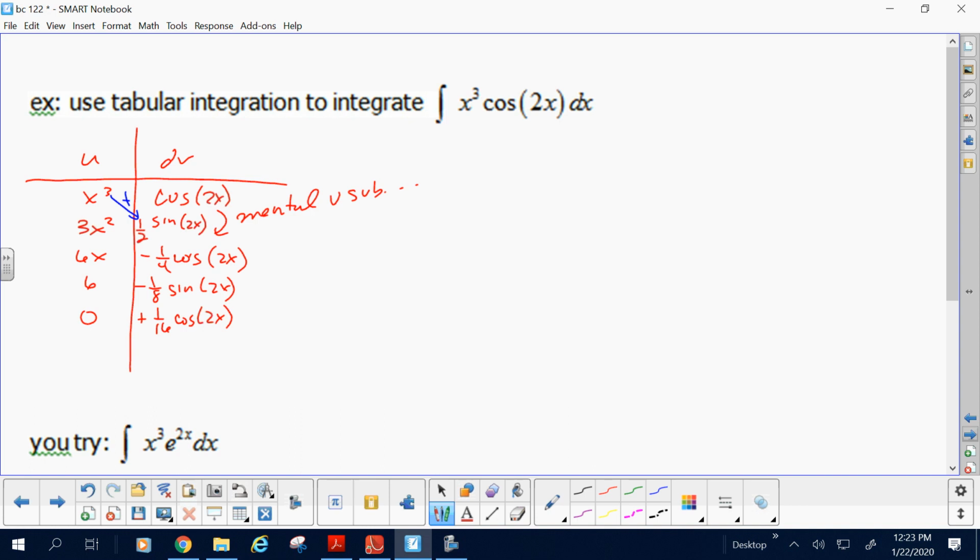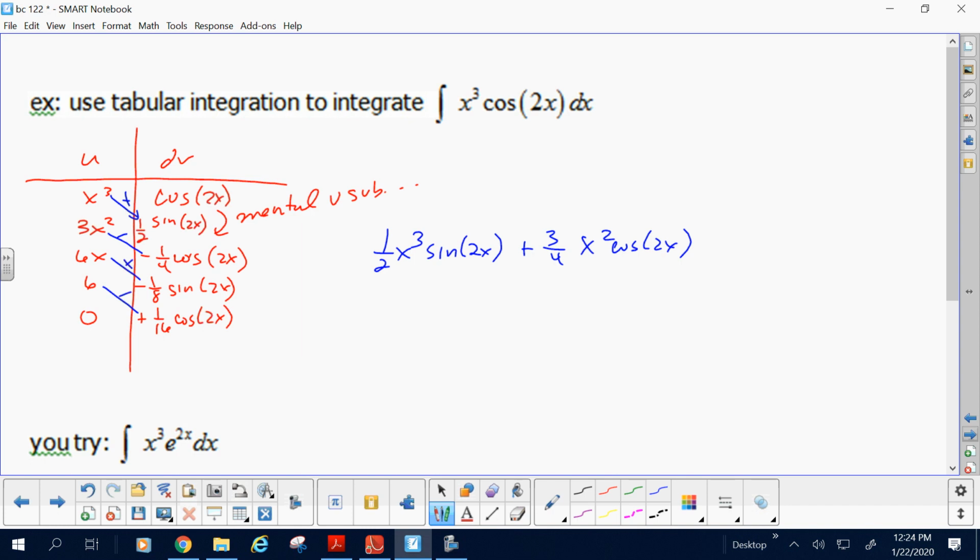So it's positive, negative, positive, negative. So when it's all said and done, our first answer is 1/2 x cubed sine of 2x. Do you agree with that? Yes. Okay. Then we have a negative negative, so it's positive 3/4 x squared cosine of 2x. Do you agree with that?